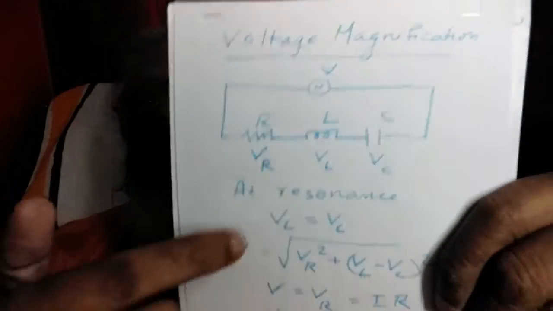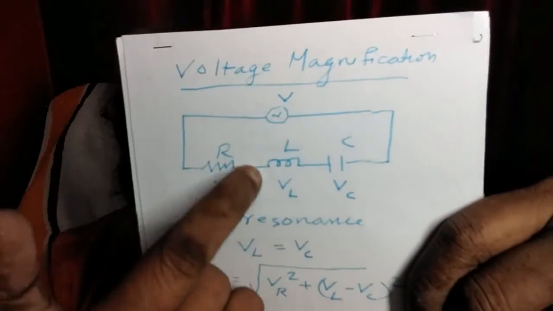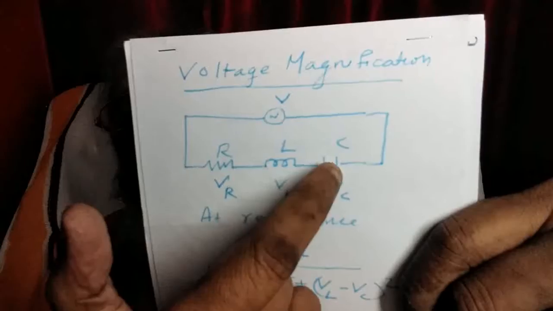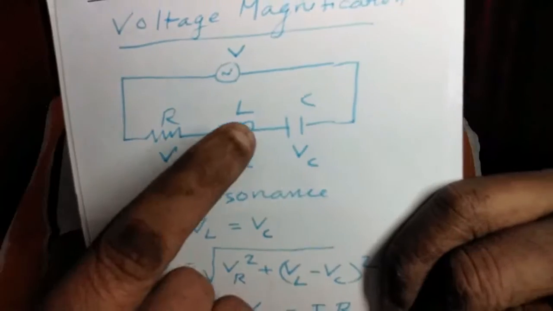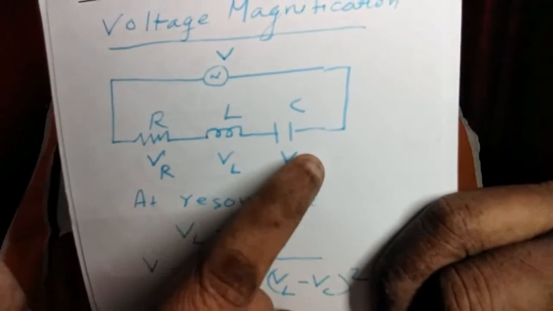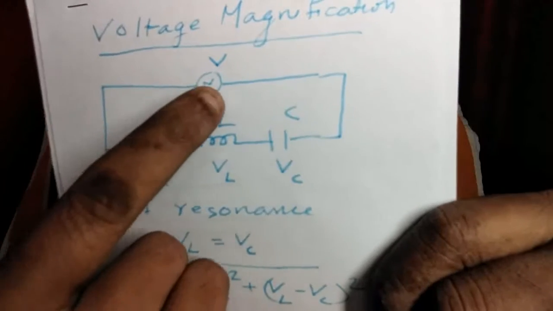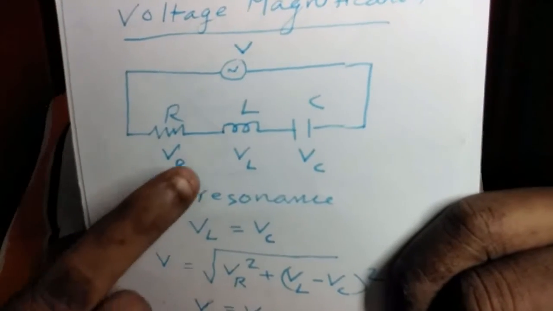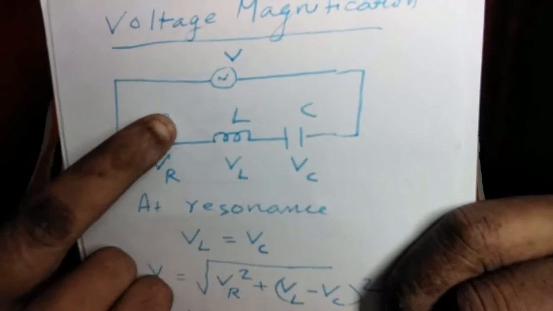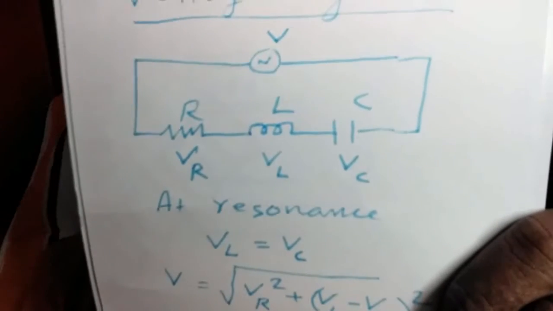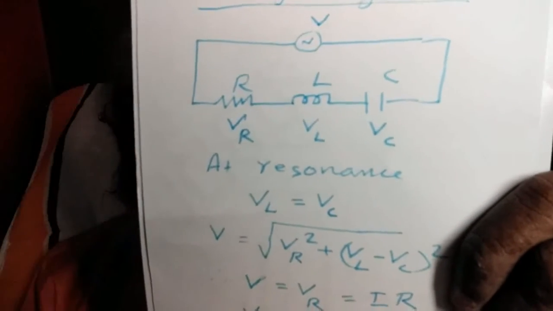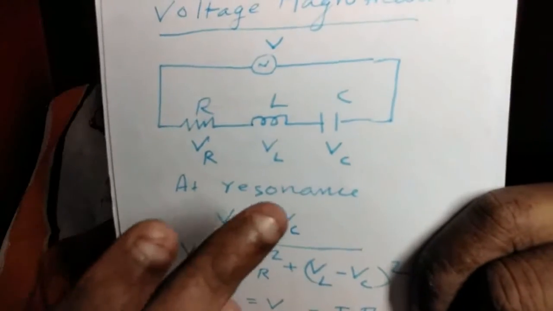Now, the same thing happens across the capacitor also. So at resonance, the voltage across the inductance coil or the voltage across the capacitance will be much greater than the applied voltage, provided R is very small. You keep the resistance value small in the circuit. Then at resonance, you can get a higher voltage than applied from the inductance coil or capacitance. This is called voltage magnification.